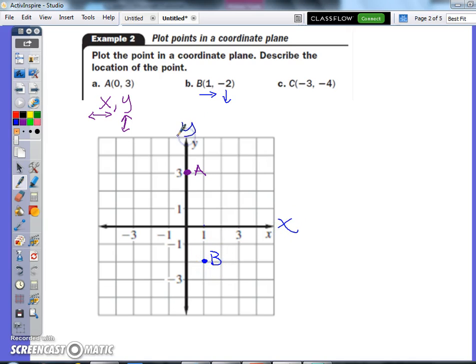That's the y-axis. And then for letter C, you're going to go negative 3, and that is negative, so we're going to go to the left. And we're going to go down 4. So we start at the origin, we go 1, 2, 3, down 1, 2, 3, 4, and that is C.